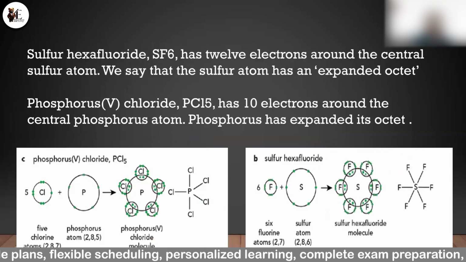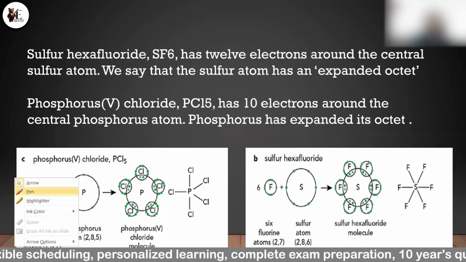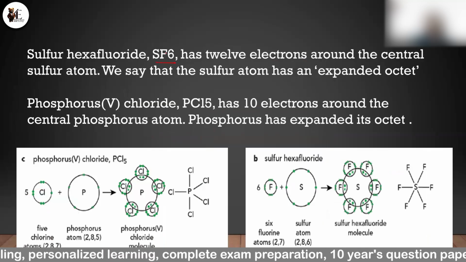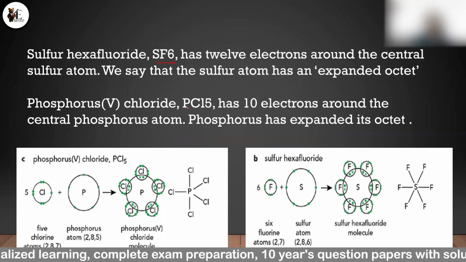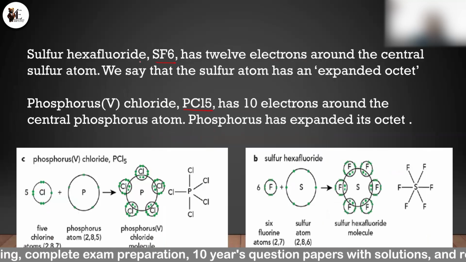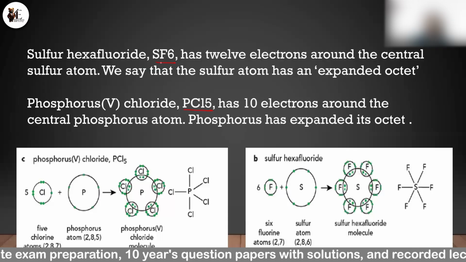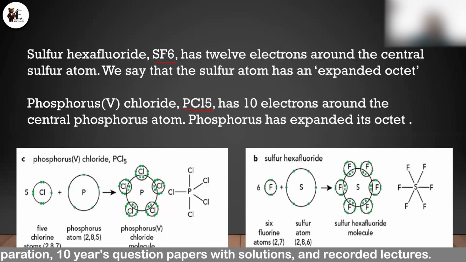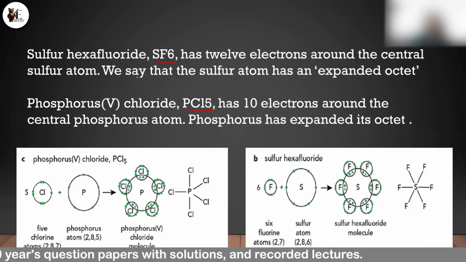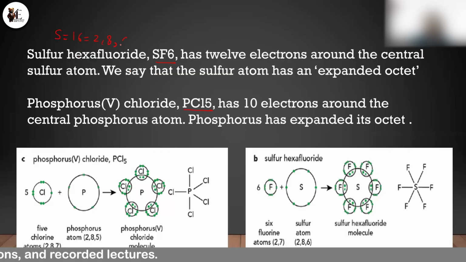Let us see, here we have 2 examples. One is SF6, sulfur hexafluoride, and one is phosphorus chloride, PCl5. In sulfur hexafluoride, to draw the electron dot Lewis structure, you first have to write down the electronic configuration. For sulfur, it is 2, 8, 6. So you have to make 6 electrons in the valence shell of sulfur.